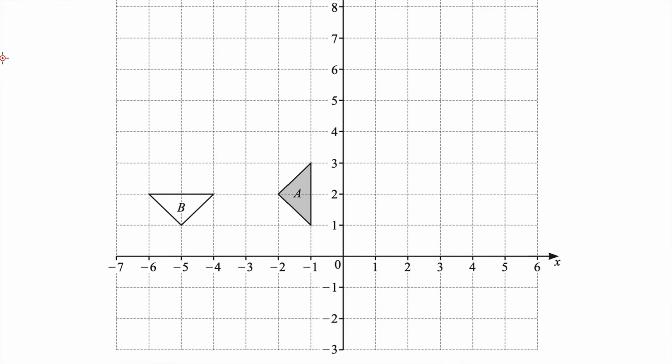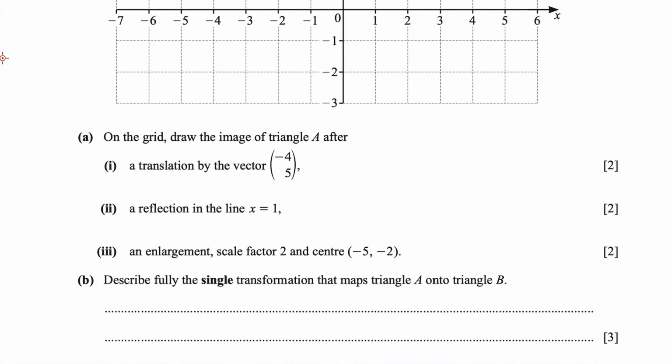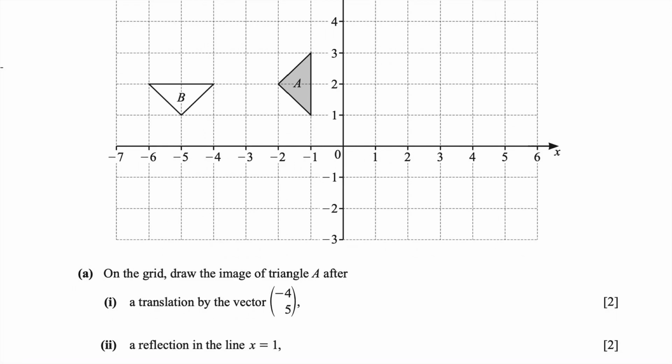So let us start. On the grid, draw the image of triangle A after a translation by the vector minus 4, 5. Translation by the vector minus 4, 5. Translation means very easy. So before we try to find the 3 points, let us see what translation actually means.